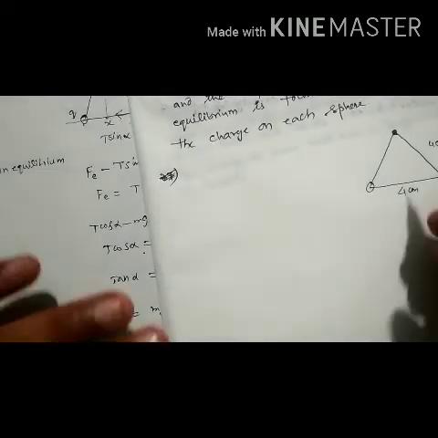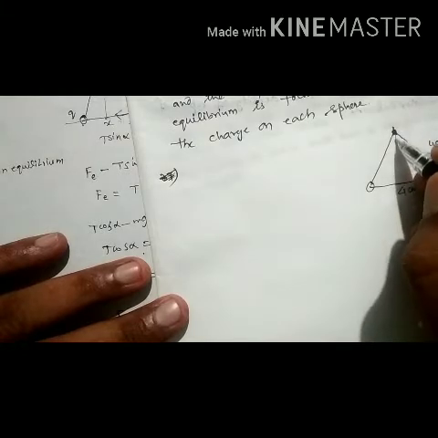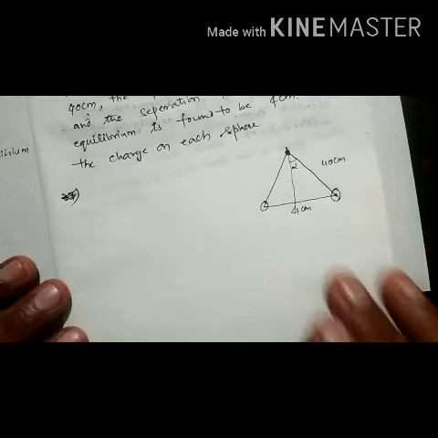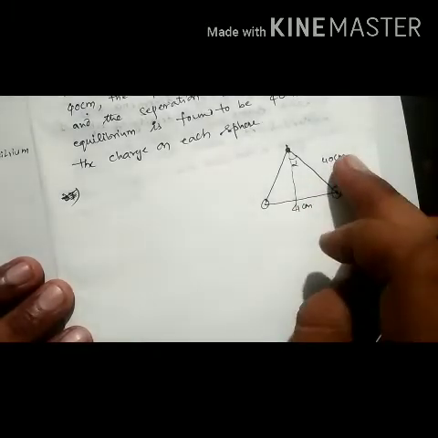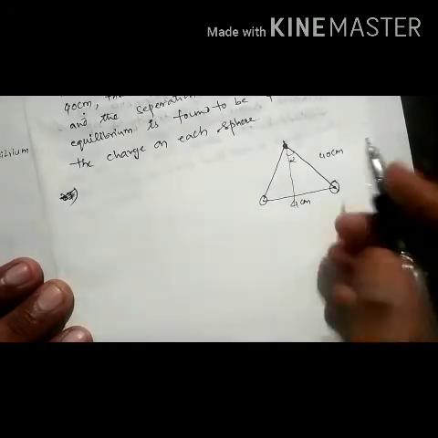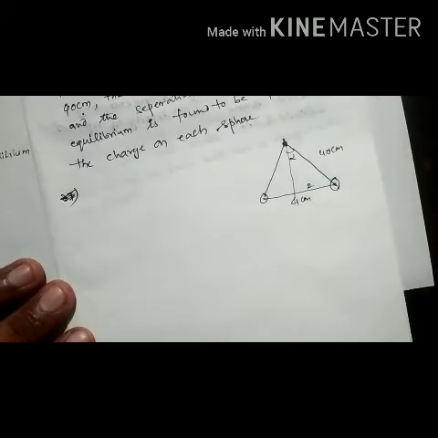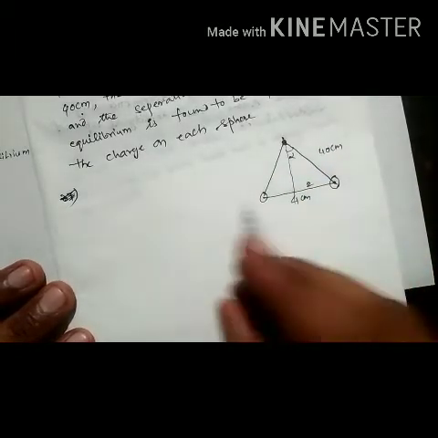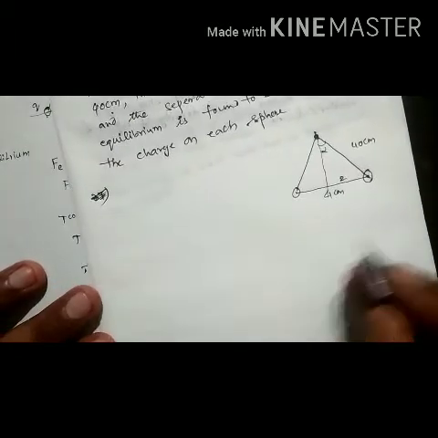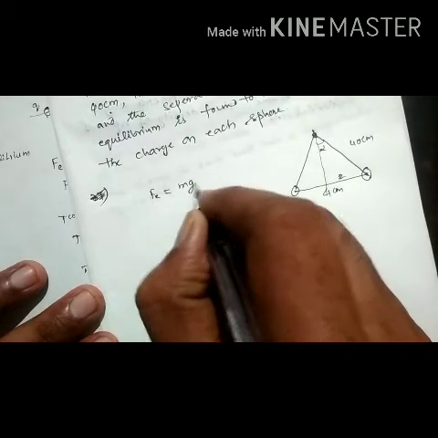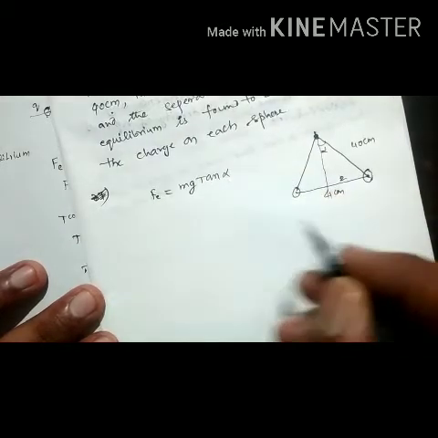So if I consider the same setup, this half-separation is 2 centimeters. If I take the angle as alpha, then the other side is root of 40 square minus 2 square, which is almost 40, since these two are nearly the same. So tan alpha is 2 by 40. Now if I write the relation, Fe is equal to mg tan alpha.